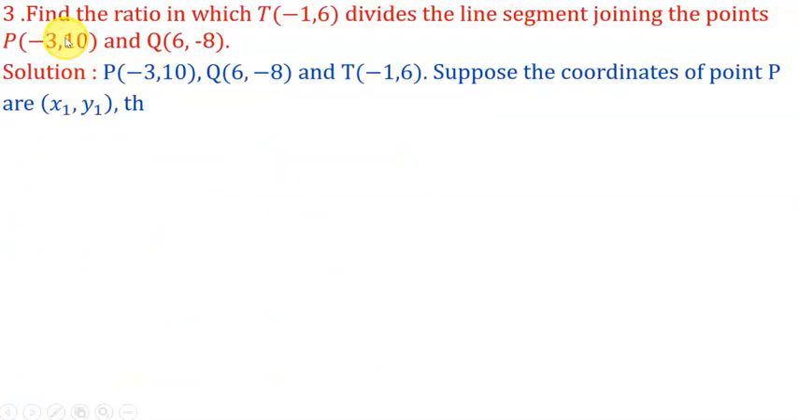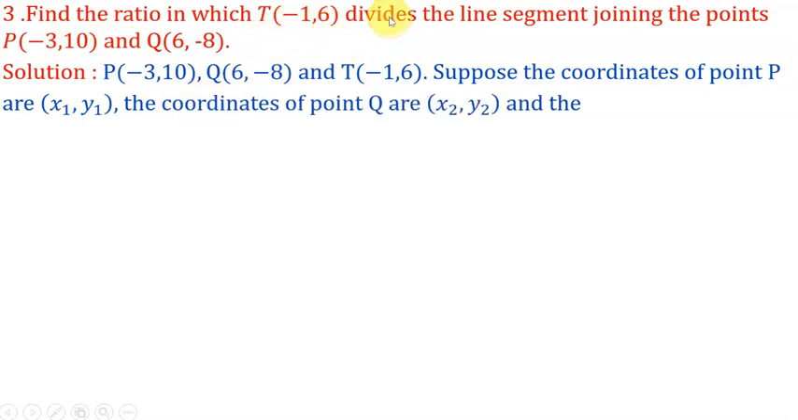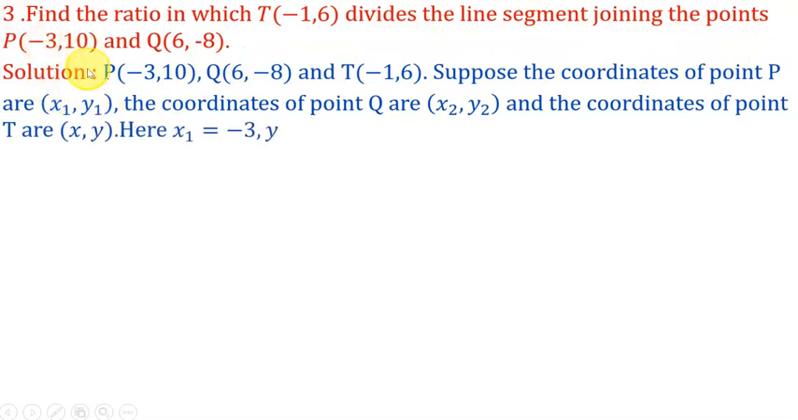Find the ratio in which T(-1, 6) divides the line segment joining the points P(-3, 10) and Q(6, -8). Okay. Now here, suppose the coordinates of the point P are x1, y1 and the coordinates of the point Q are x2, y2.